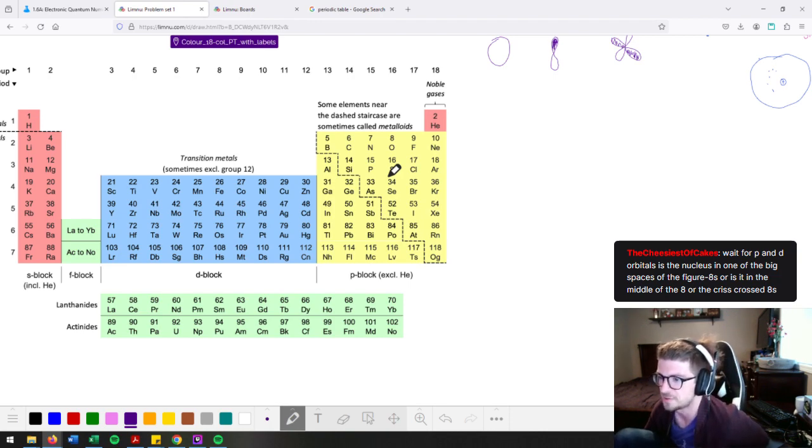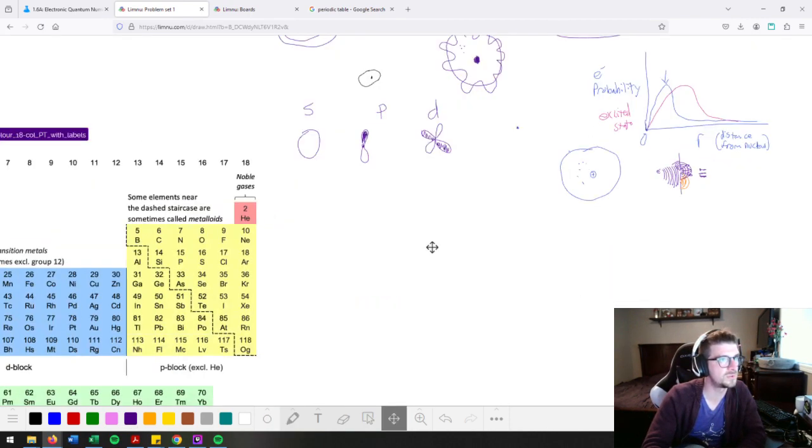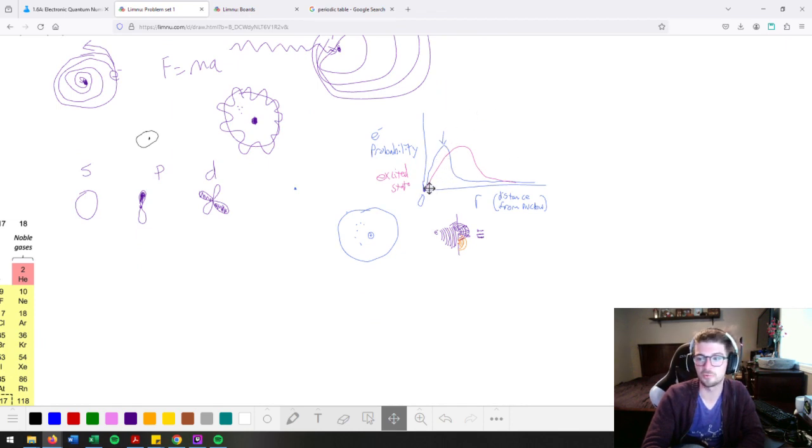Wait, for P and D orbitals, is the nucleus in one of the big spaces of the figure eights, or is it in the middle of the eight or crisscross eights? It would essentially be in the very middle there, because this graph of probability density is different for s orbitals than it is for p orbitals or for d orbitals, and so they take different shapes. Like a p orbital would look something like that.